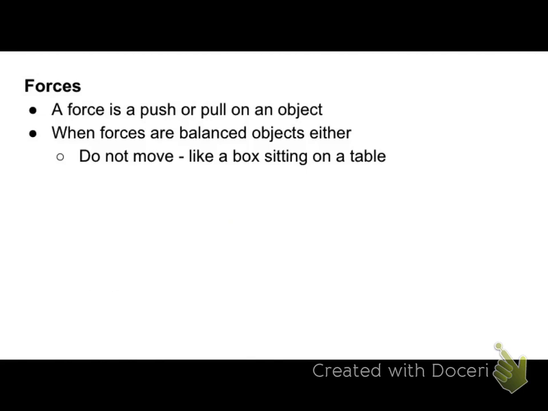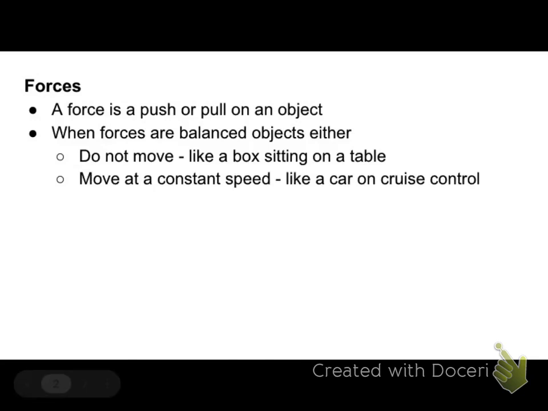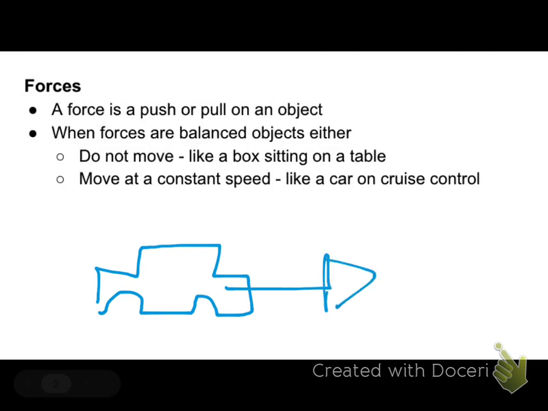If, however, the object is already moving and the forces on it are balanced, then it's going to move at a constant speed. Okay, so imagine your vehicle. You're driving on the road in this very, very cool car. Your motor is pushing forward on the car, and the force of friction from the road is pushing backwards on the car. And when those forces are balanced, then your car moves at a constant speed, meaning it doesn't accelerate, it doesn't speed up, it doesn't slow down, doesn't change direction.